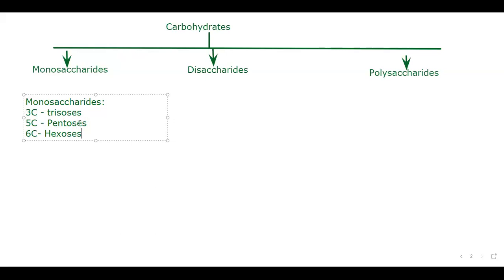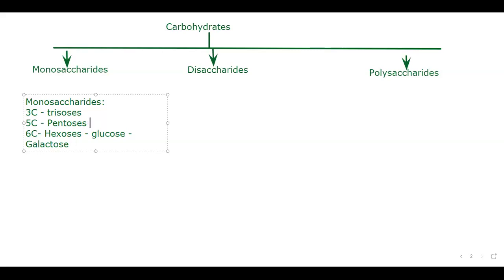So "ose" is the suffix. All monosaccharides will have "ose" at the end. Let me give you some examples that you would know. Let me give you an example of hexoses first. Glucose, right? Glucose is a hexose. Another monosaccharide that has 6 carbon atoms, galactose. Another 6 carbon sugar that we have would be fructose, right?